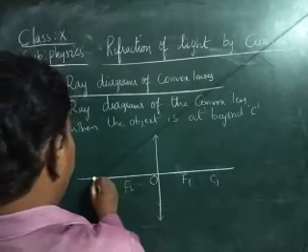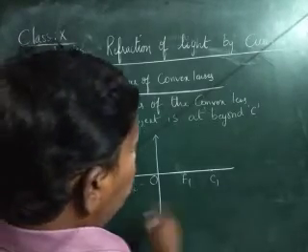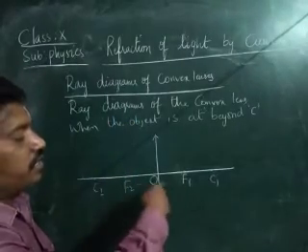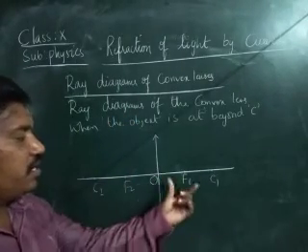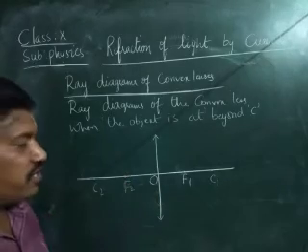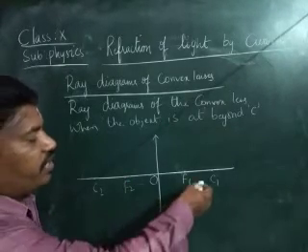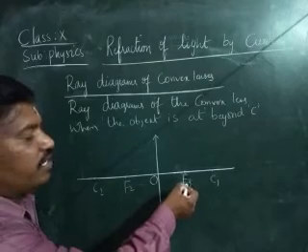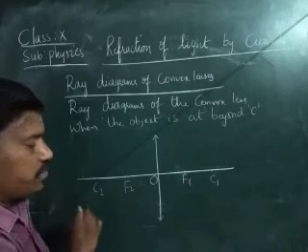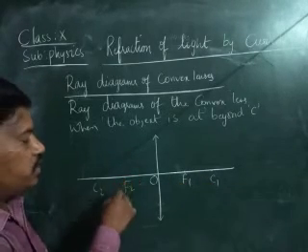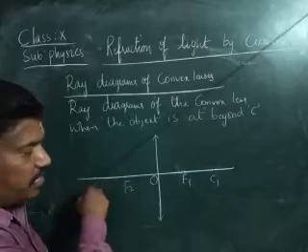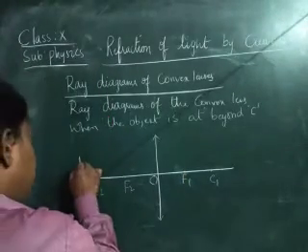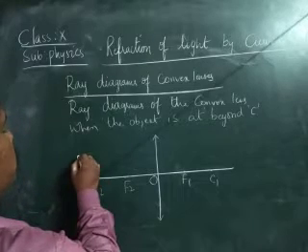F2, C2. Children, while we are drawing the ray diagrams, here on both sides we indicate the two focal points and two centers of curvature, children. In the case of the convex lens we will be indicating F1, C1 this side, F2, C2 this side. Whereas in the concave lens, F1, C1 this side, F2, C2 that side. Okay, now the object is at beyond C here.